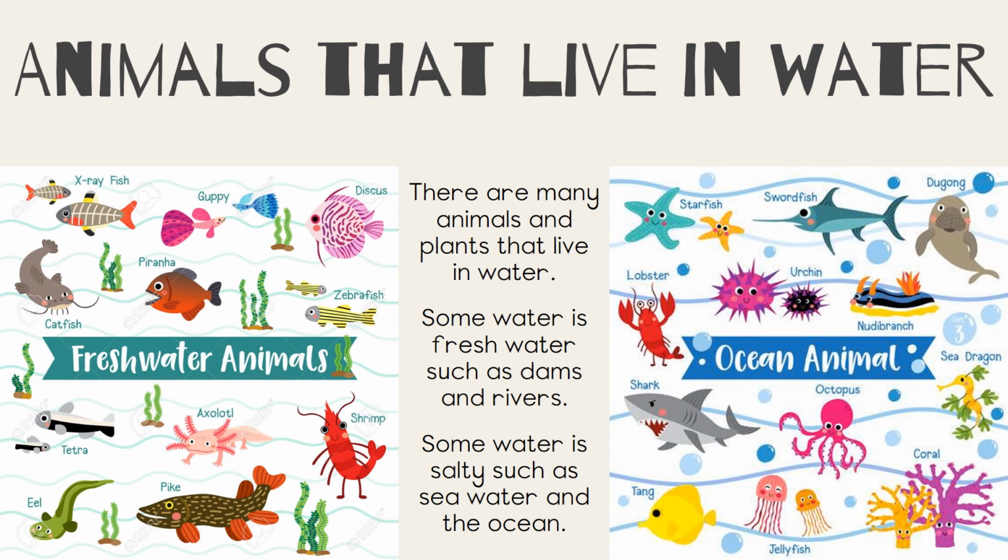So there are many animals and plants that live in water. Some water is fresh water, such as dams and rivers. And then some water is salty, such as the seawater and the ocean. Take a look at some of these animals that you can find in fresh water or ocean water, salty water.